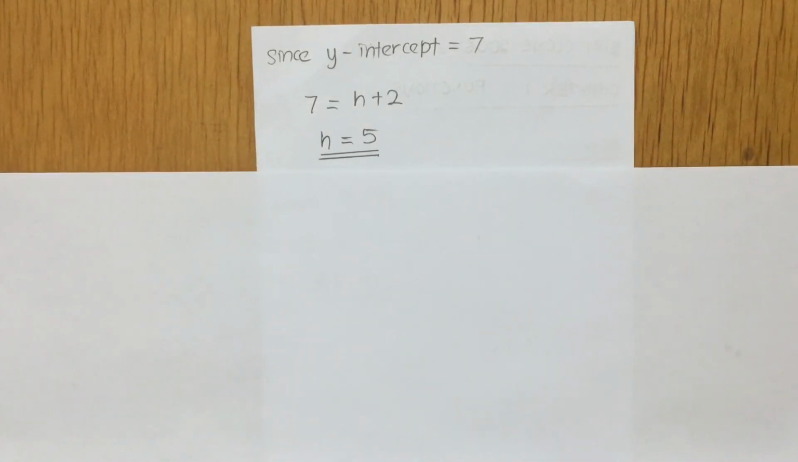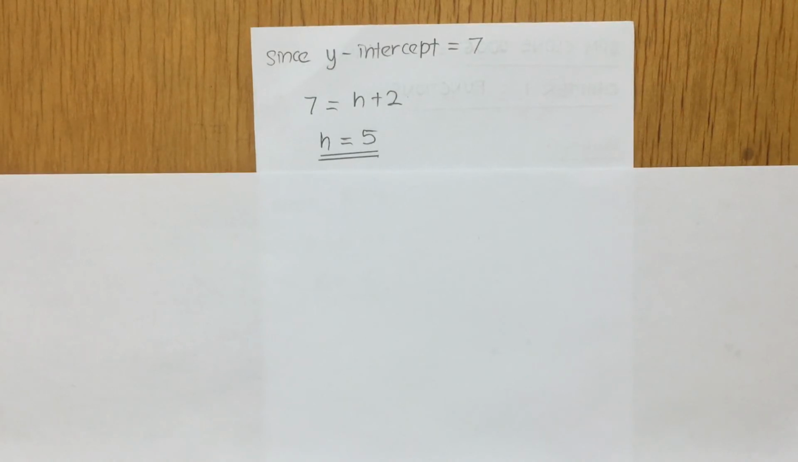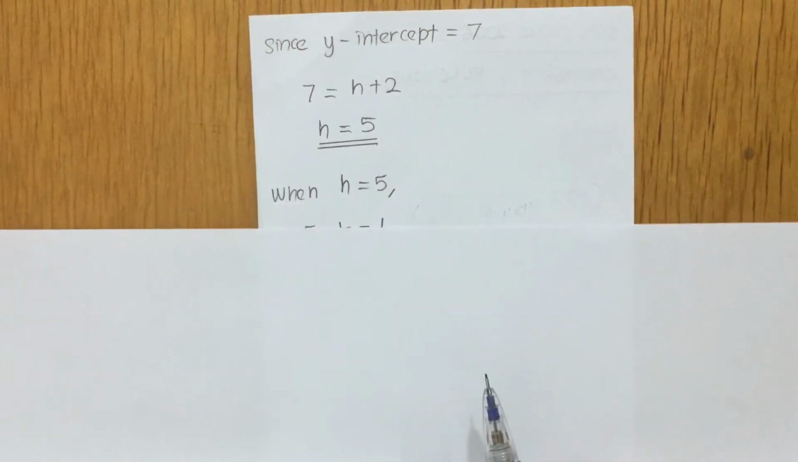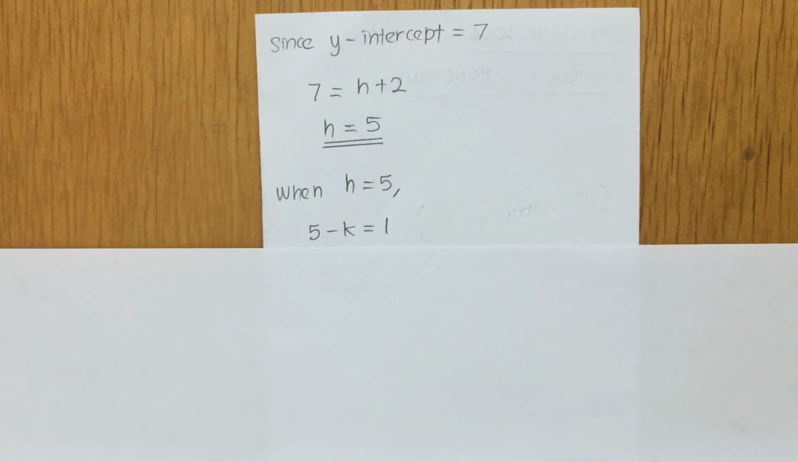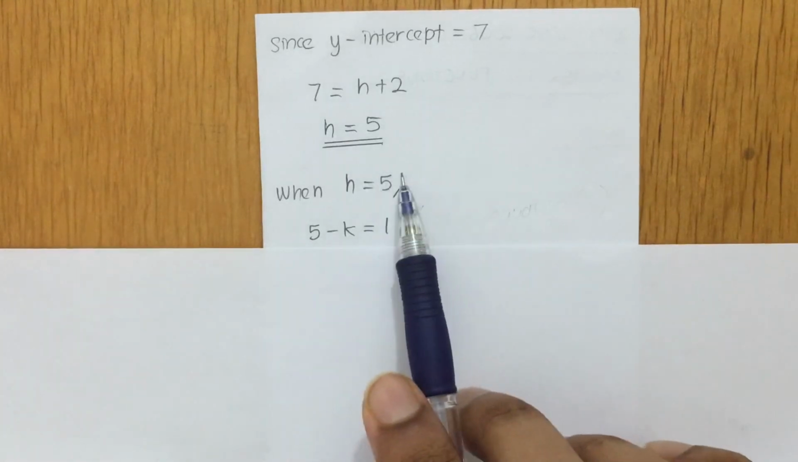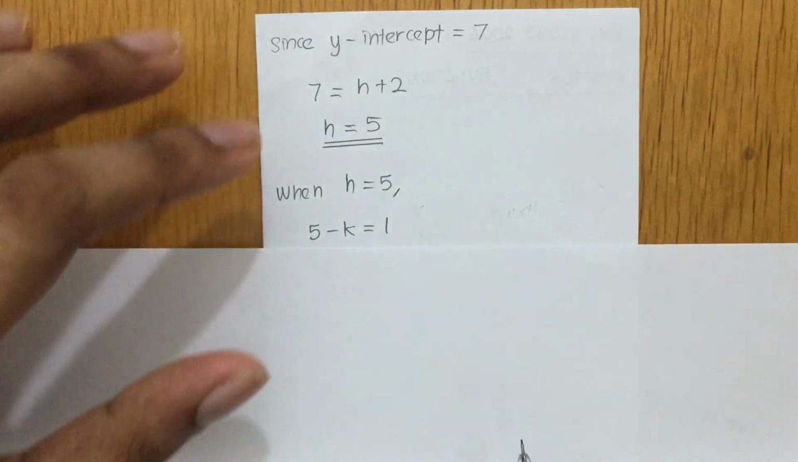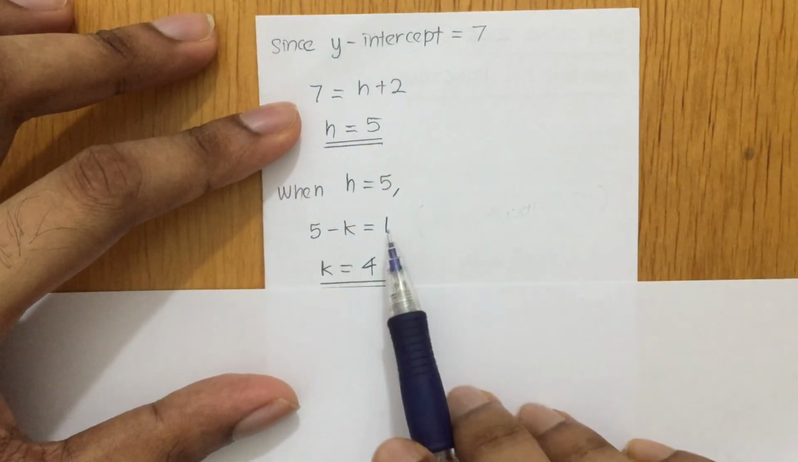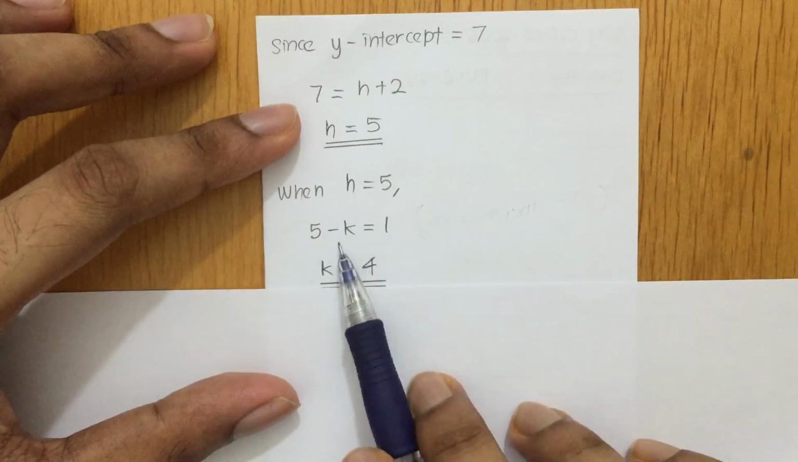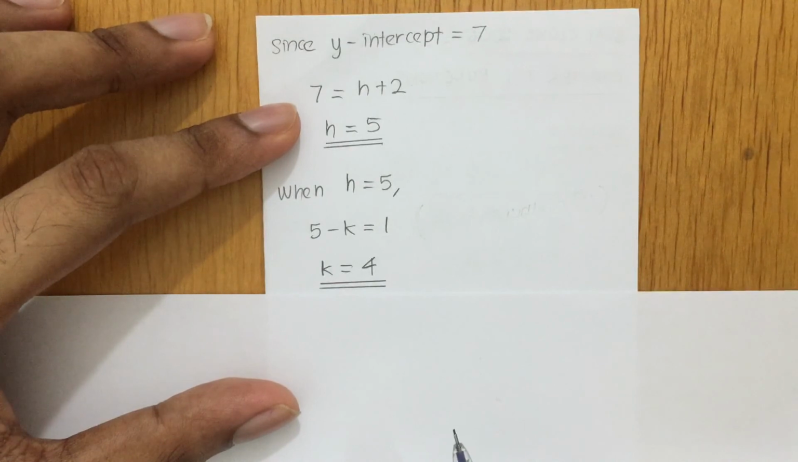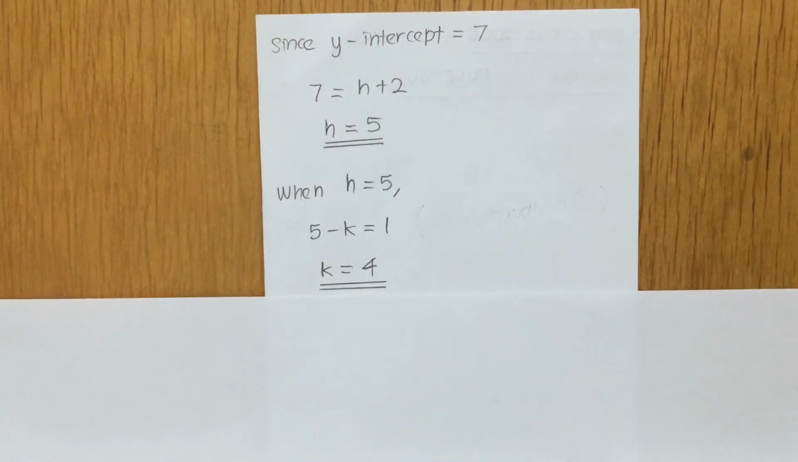Okay, once you know the h value, you can easily find the k value. So how to find the k value? When h is equal to 5, remember that we formed the first equation, h minus k equals 1. So this 5 you substitute into the h. So 5 minus k is equal to 1. To find the k, what do you do? This 1, you move over to the left hand side, and this negative k, you move over to the right hand side. So you'll get your k value is equal to 4. So this is your final answer, guys.